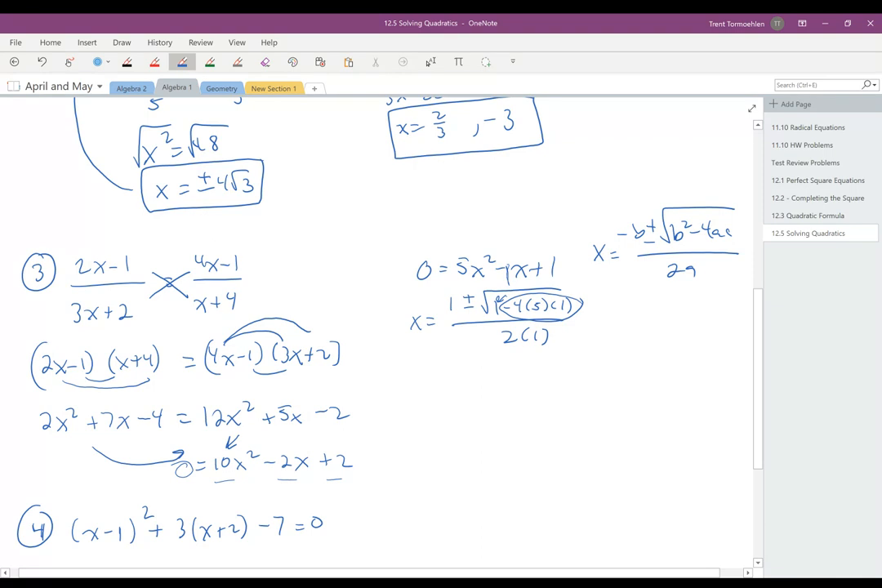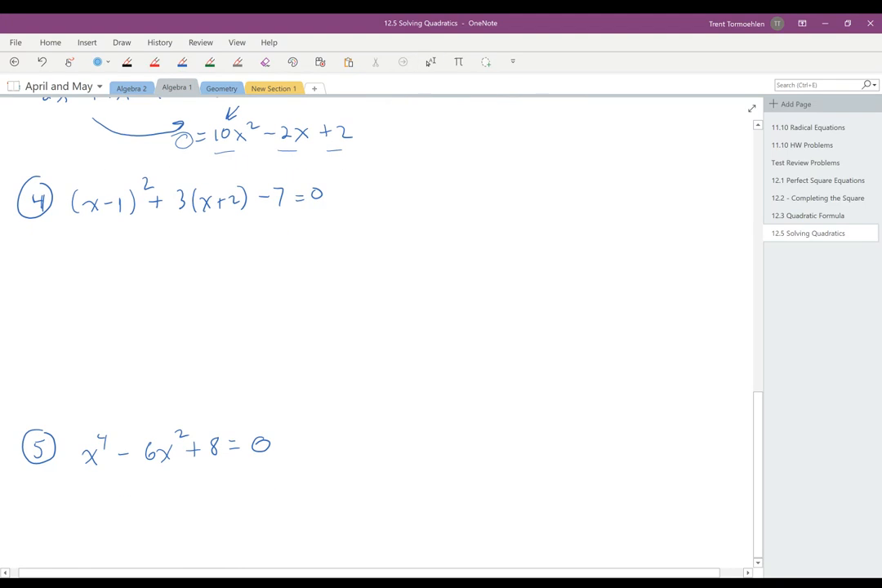All right, so now we simplify, and what we realize is inside that radical, our discriminant, b squared minus 4ac, turns out to be negative 19. Whenever it's negative, we have an imaginary solution, and so no real numbers, and so our answer is no solution, or no real solution.